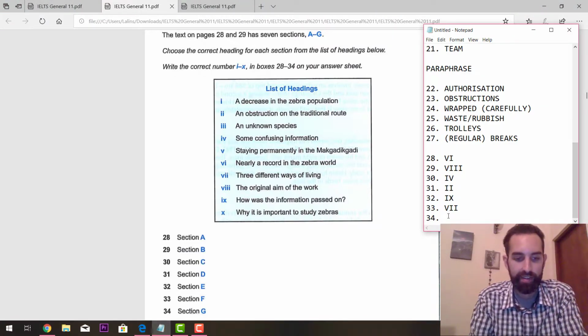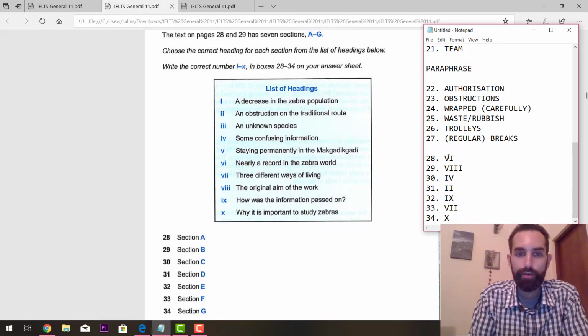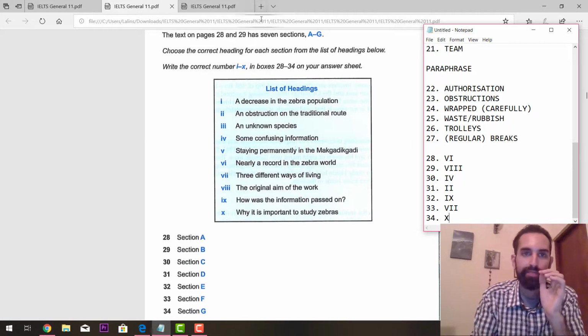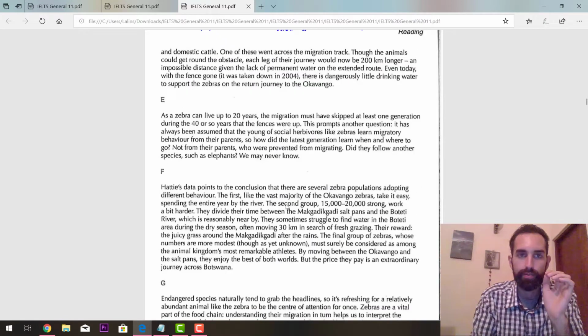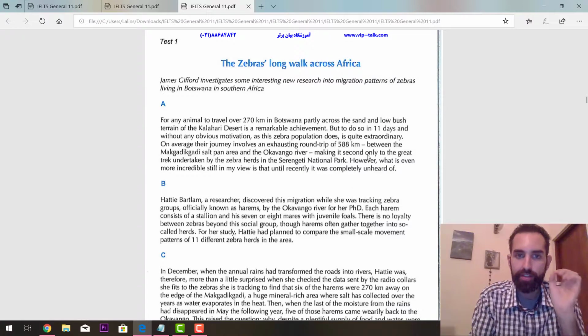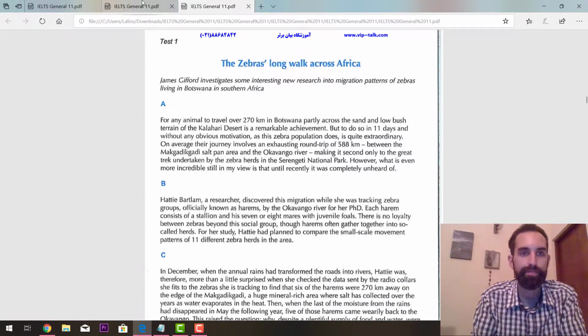And so that is the first part of section 3. Okay, so let's just go through. Section A was VI, which was nearly a record in the zebra world. They're talking about how the route in section A is second only to the great trek undertaken by the zebra herds in the Serengeti National Park. So it's second only, that makes it nearly a record. So that's that question.